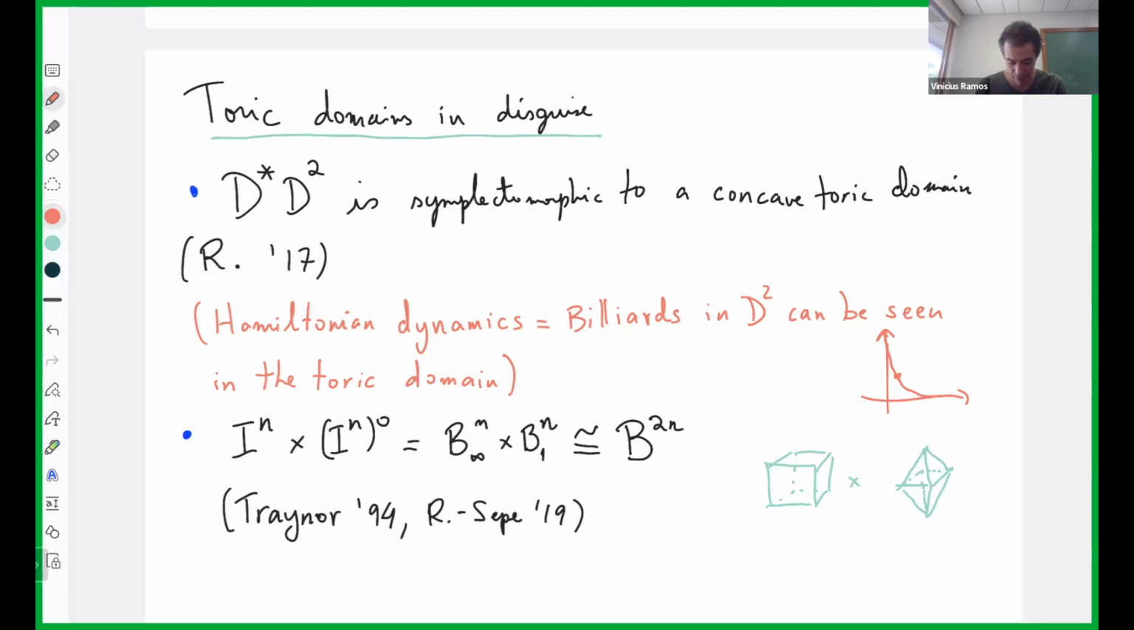So that's basically the L infinity unit ball and the unit ball in the L1 norm. And the result is that that's symplectomorphic to a ball in dimension 2n. I didn't put a number here, but this is like the Euclidean ball. So if you take the product of the hypercube and this cross polytope, we basically get a ball. And I think that's actually kind of surprising.